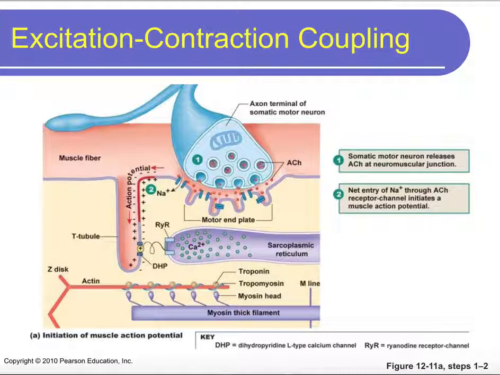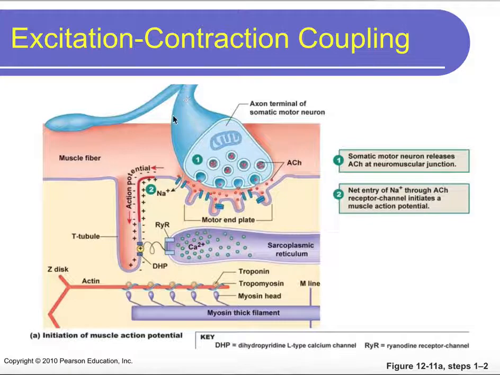Okay, so let's see how we go from actually exciting our skeletal muscle fiber to getting that contraction. So this is known as excitation contraction coupling. We're going to couple exciting our muscle to a contraction. So here is our somatic motor neuron. So our somatic motor neuron, the action potential traveled down the somatic motor neuron. This one is myelinated, by the way, with our Schwann cells.